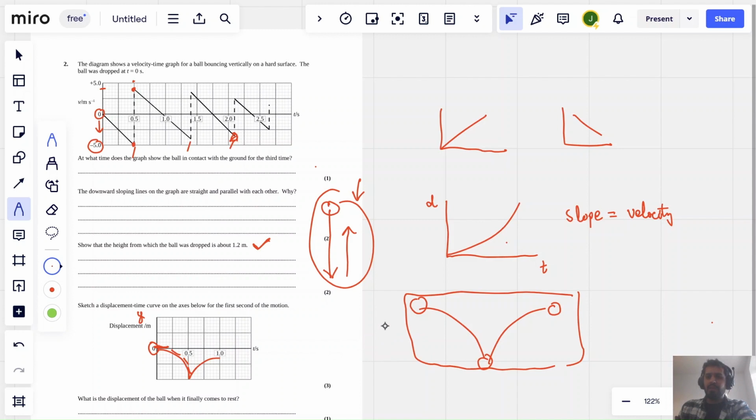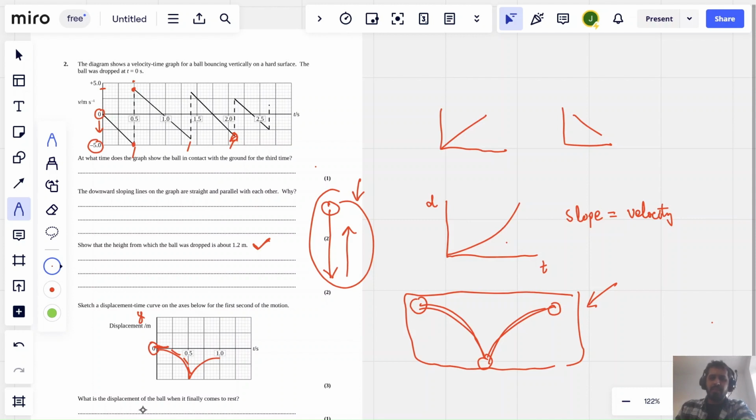If the ball is, instead of going up and down in one dimension, if it is going like this, how will the graph for its height as a function of time look like? Draw the graph for height as a function of time for this case. This is your homework. Okay, what is the displacement of the ball when it finally comes to rest? This is the last question.